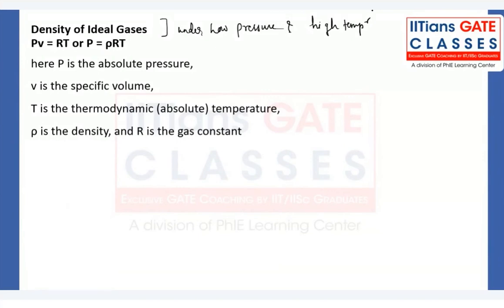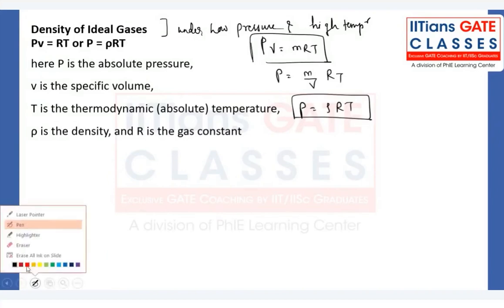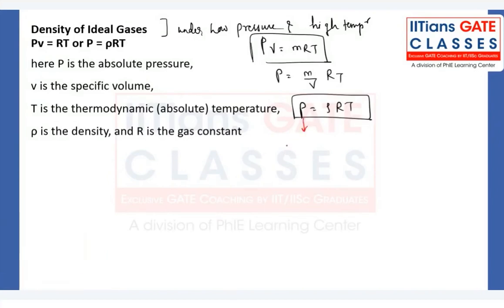Now, what is the ideal gas equation? PV is equal to mRT, right? We can also write m by V RT, where P is equal to rho RT. But knowing the equation is not that important; the meaning is very important. P is what? Absolute pressure. What is the meaning of absolute pressure? Absolute pressure is equal to P atm plus gauge pressure.